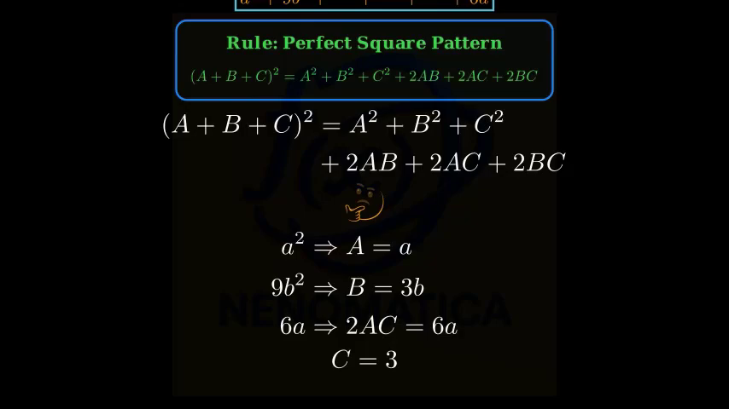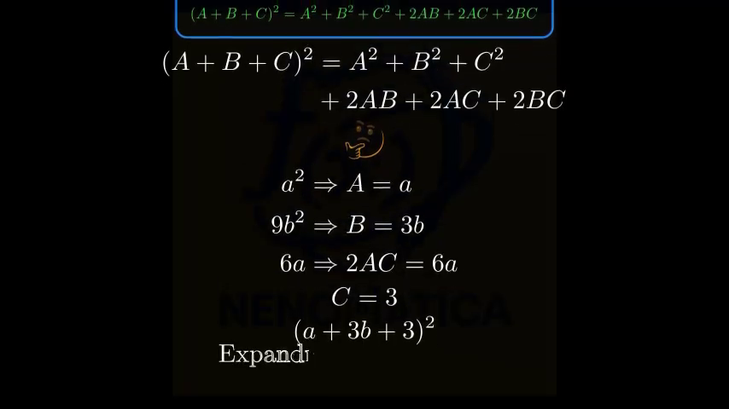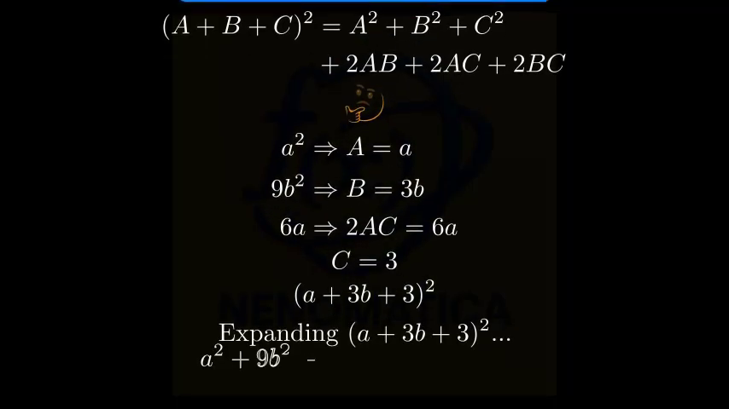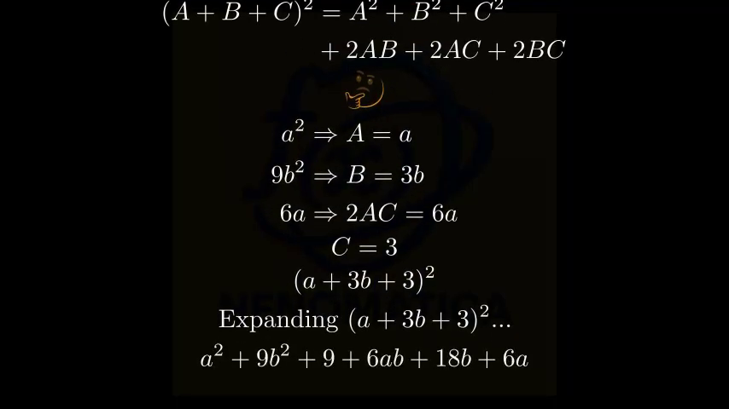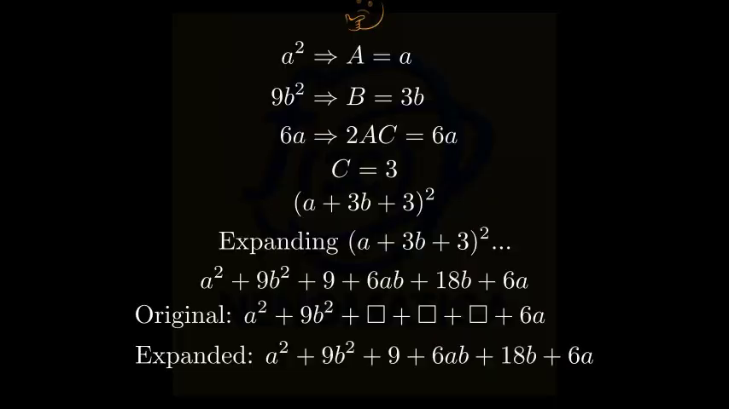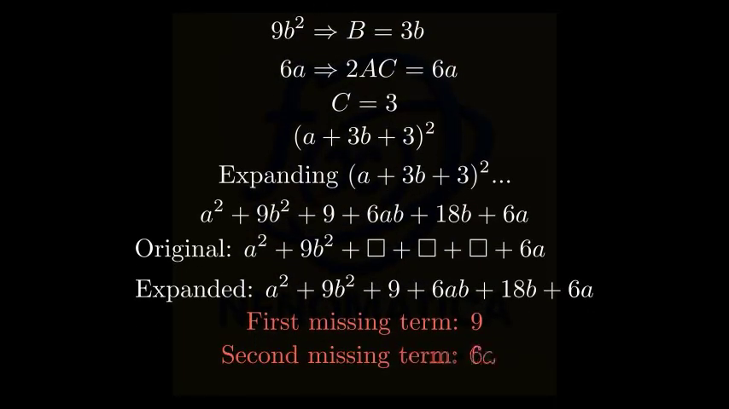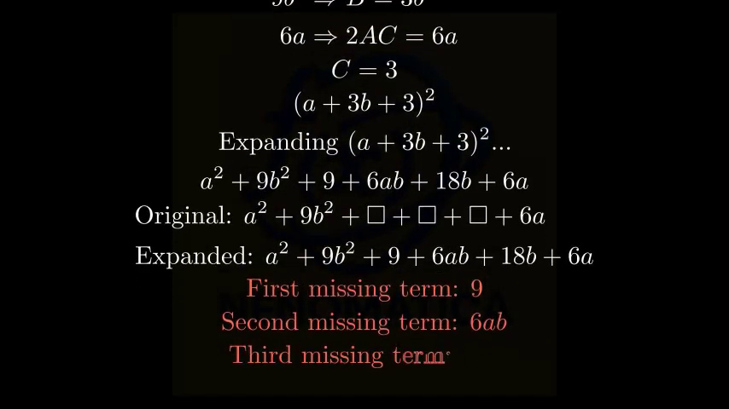So we're forming the perfect square (a + 3b + 3) squared. When we expand this, we get a squared plus 9b squared plus 9 plus 6ab plus 18b plus 6a. Now we can identify the missing terms. Comparing our expansion with the original expression, the first missing term is 9, the second missing term is 6ab, and the third missing term is 18b. Let's verify our answer.